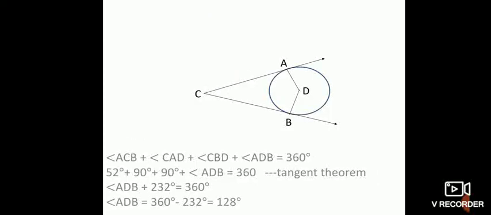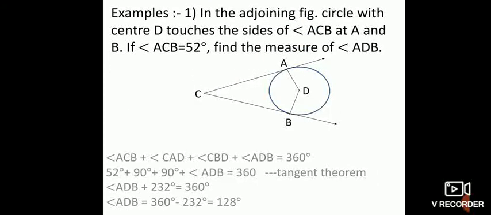Now, using this theorem, we can solve practice set 3.1. In practice set 3.1, we have the first example. In the adjoining figure, the circle with center D touches the sides of angle ACB at points A and B. If angle ACB is equal to 52 degrees, find the measure of angle ADB.